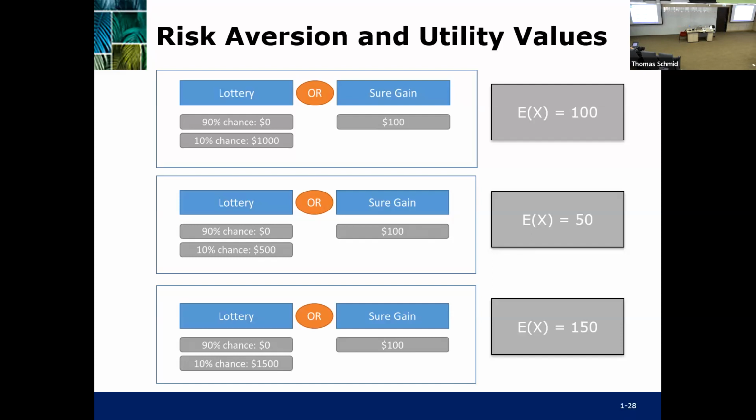And some risk-averse investors will play the lottery. Some might still take the sure gain because they are just very risk-averse. They have a very high level of risk aversion, so they might still take the sure gain. Okay? So this is kind of what I mean with risk aversion and risk premium. Okay? Good.